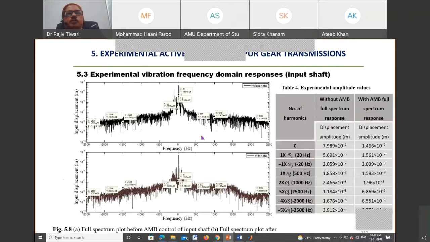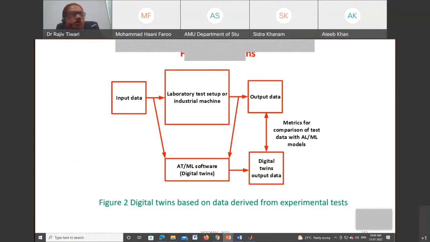Again, we drew the full spectrum of that particular orbit plot, in which we can have forward whirl, backward whirl components. Even we had the harmonics of the gear mesh frequencies. Okay, so these were the activities which we have been doing on the condition monitoring integrated with the magnetic bearing. Now I'll come to another topic.